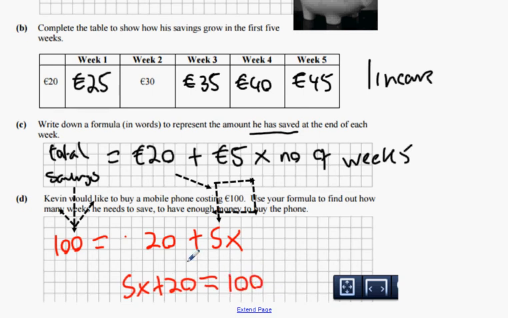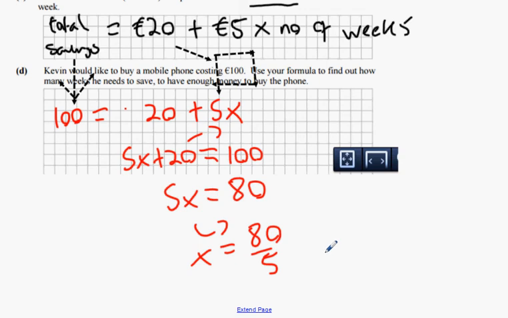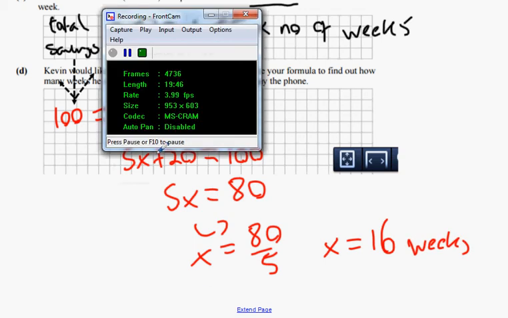It's the same formula. 5x plus the 20 gives you 100. Bring over the 100, bring over the 20. 5x equals 80, divided by 5. 80 divided by 5. 16 weeks. Everybody happy enough with that? Okay. Kevin stops buying the sweets after 5 weeks. How much can he save each week after that?